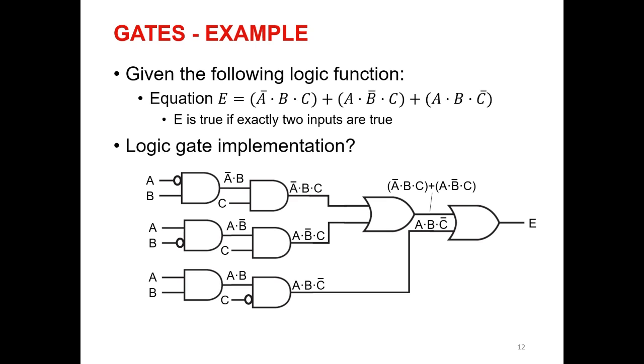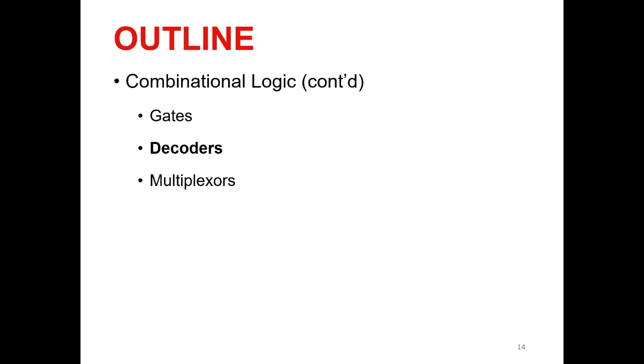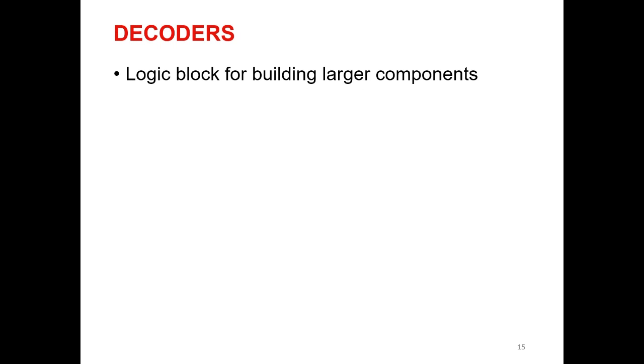Okay, so let's move to the next hardware I want to show you. So we have seen gates. Now we are going to see something called decoders. A decoder we could see as something for building larger components. With the gates, we are limited to small circuits. With decoders, we can use them for building larger components.